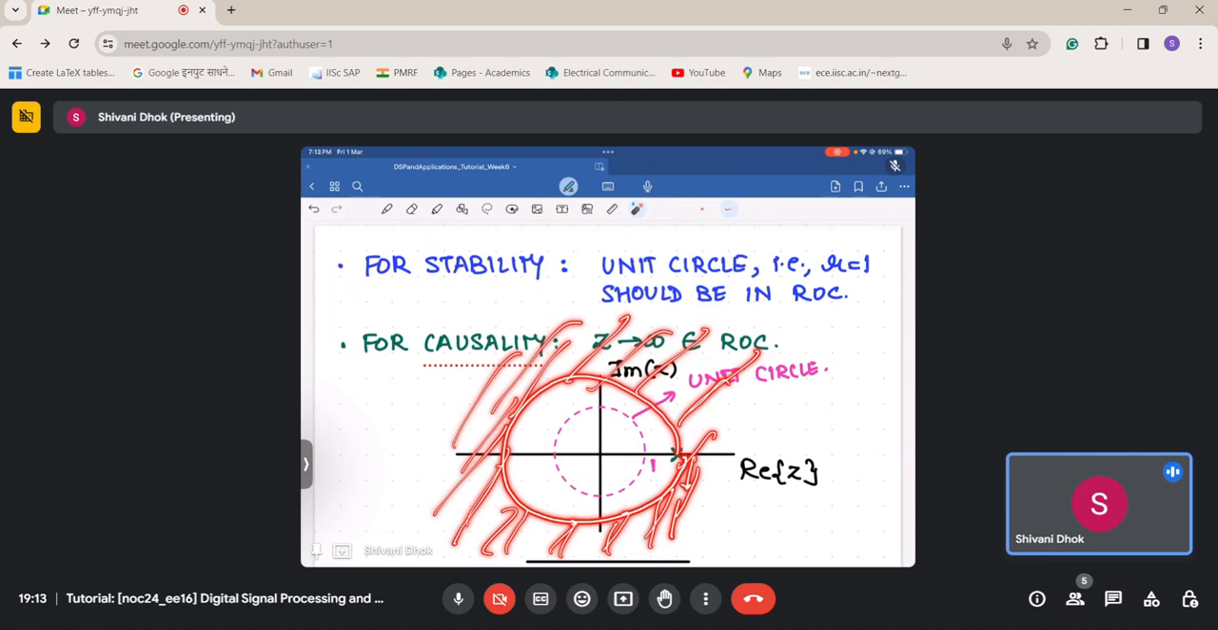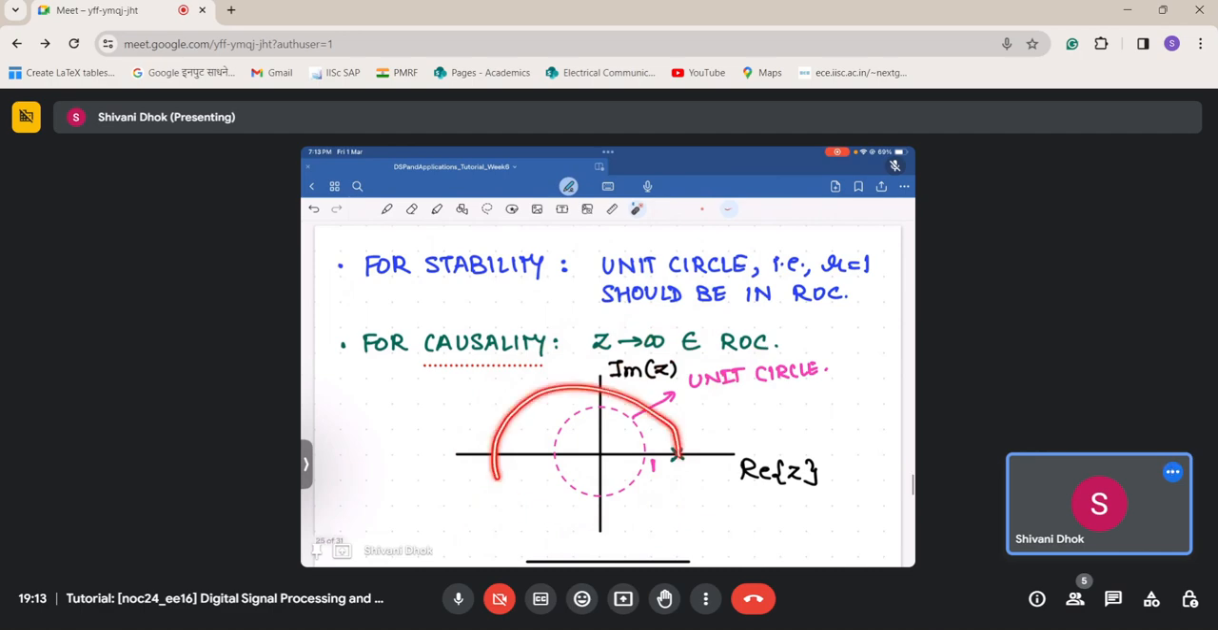Now, in a similar way, I have this same pole. If I want this system to be stable, my region of convergence will be something like this. Now my system is stable, since the unit circle is included in the region of convergence, but z tending to infinity is not included in my region of convergence, and therefore this particular system is not causal.